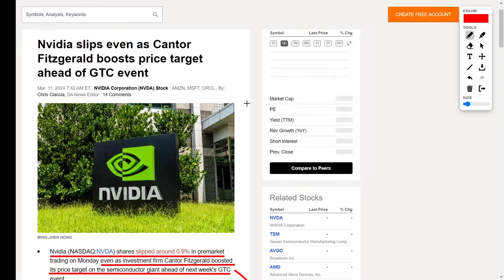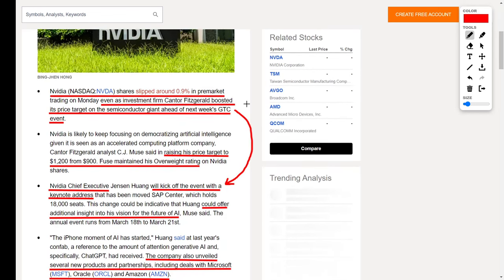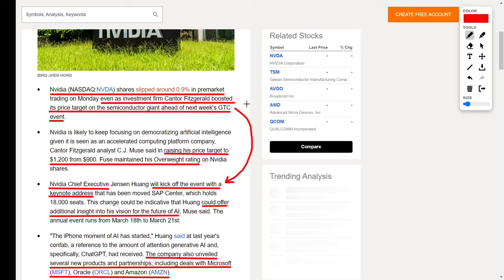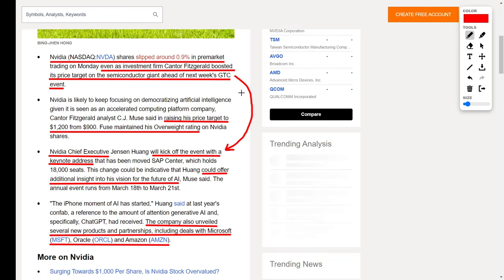Next up, let's talk about NVIDIA, ticker symbol NVDA, and this is a very prominent artificial intelligence company which creates GPUs. Recently, NVIDIA's shares were actually down around 0.9% in pre-market trading. Now, what's odd about their share price slipping is that this came directly after an investment firm named Cantor Fitzgerald boosted their price target on the semiconductor giant. According to this investment firm, they raised NVIDIA's share price target to $1,200 per share from their original $900 price prediction. So this is great news.